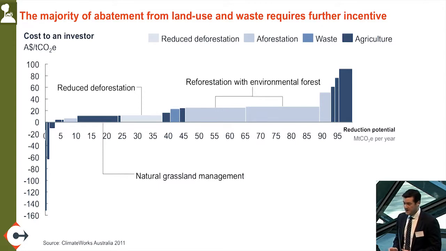The biggest part of this is from reforestation and environmental forests, which I've pointed out there. This comes at an average cost of about $25 per tonne. As I mentioned, these are long-term assets that require a stable outlook carbon price at this level to be incentivised at a large scale. Reduced deforestation and natural grassland management, which are also two significant abatement opportunities, also come at a relatively moderate cost. And that's because of the opportunity costs associated with using that land.